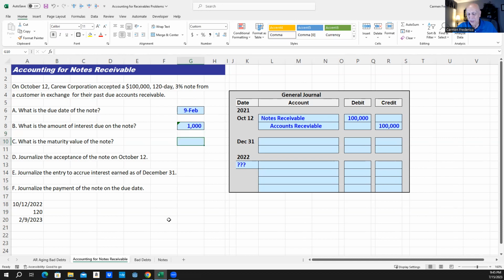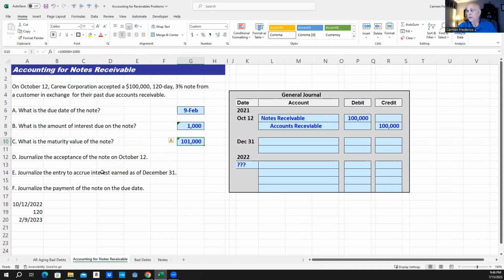So what's the maturity value of this note? It's the principal of 100,000 plus the interest, right? So it's $100,000 plus $1,000. So $101,000 is the amount that is due on February 9th, the due date of the note.